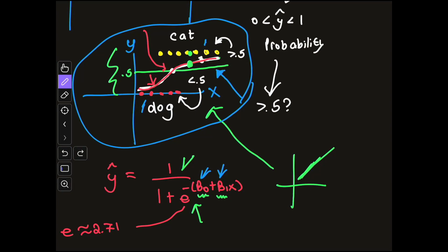It turns out it's as simple as this: beta naught represents the location. So basically, it's not going to change the shape of this thing at all. The shape is always going to be this. Beta 1 represents the shape of this thing.